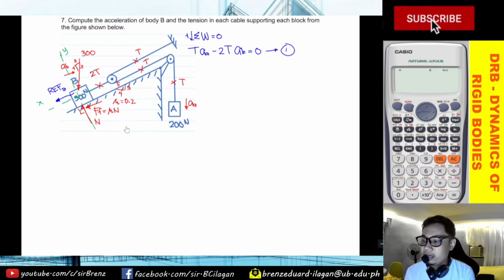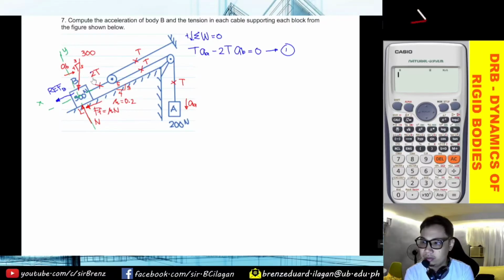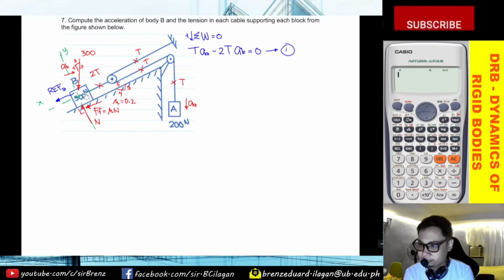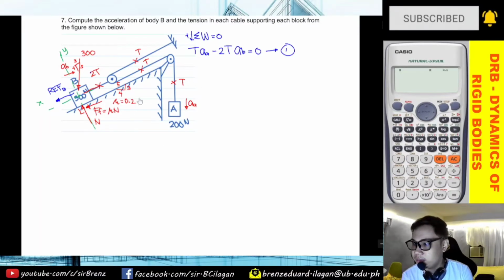Next, gawa naman natin ang free body diagram or i-determine natin yung mga forces na nag-a-act naman kay block A. So, ano-ano ba yung mga forces na yan? I almost forgot. So, in block B, you need to consider also this 2T, which is going in this direction. Or ito yung tension doon sa cable na nagsusupport kay block B. Next, let's now proceed with block A.